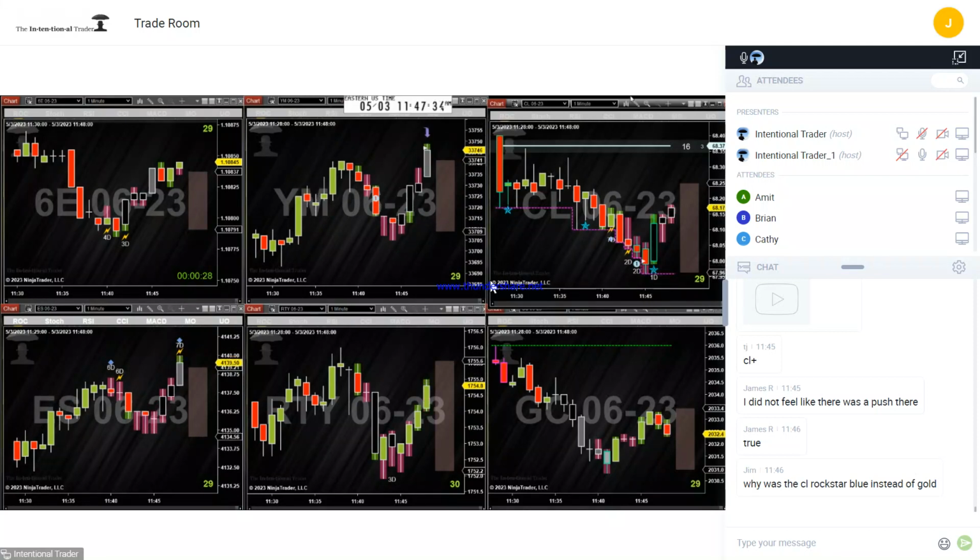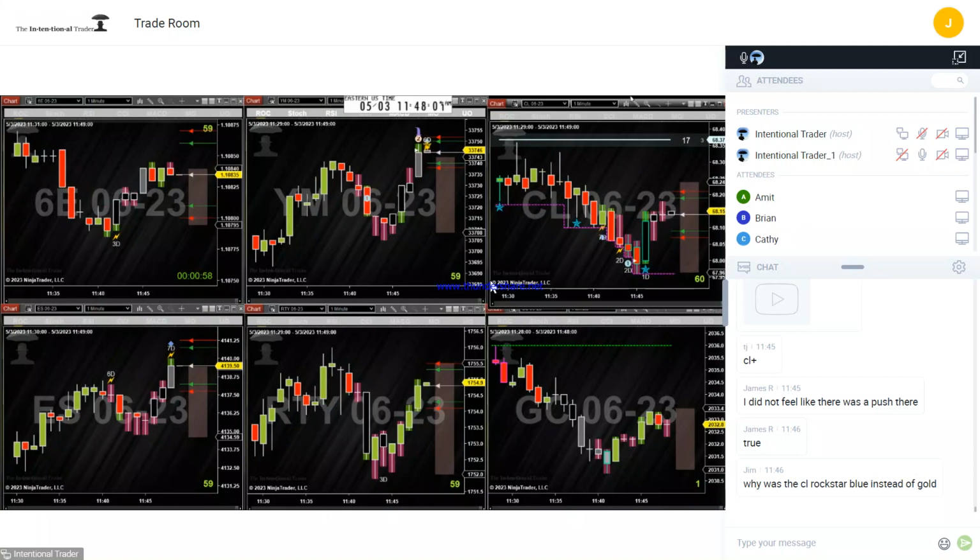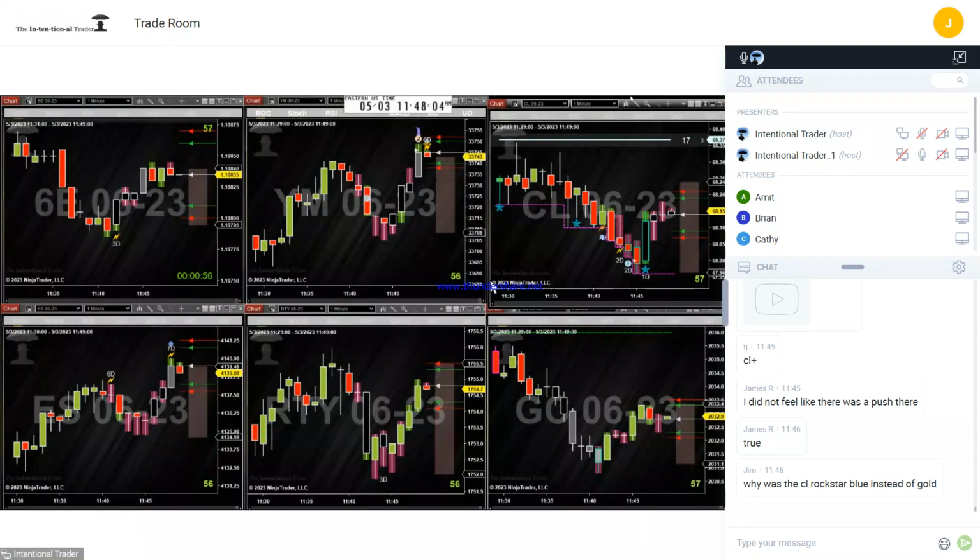Okay, so the naked Rockstars do not qualify if they're blue. To be honest, we don't get a whole lot of blue Rockstars that qualify for a Rockstar setup. We do get them occasionally, but that would be an easy thing to just remove from your trade plan because you won't really be missing many trades.